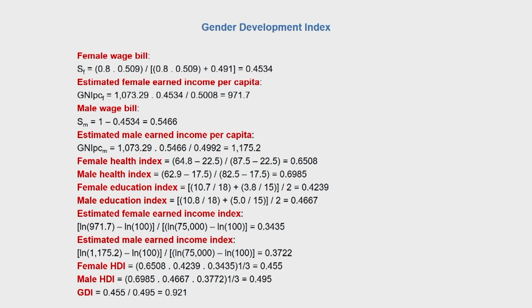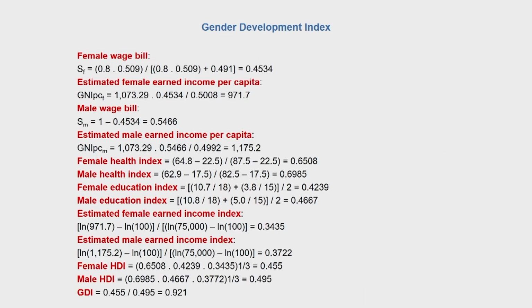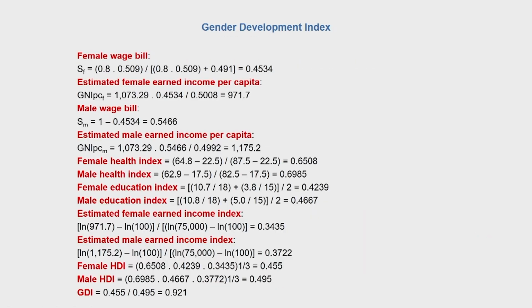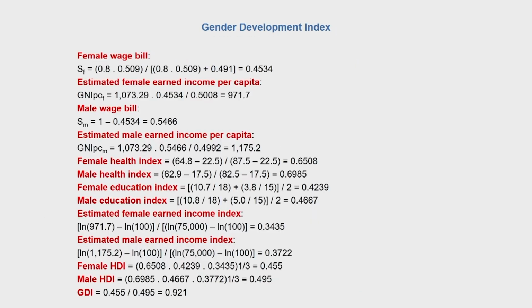And then the first step is to calculate the female wage bill. If you look here, the wage ratio is given by 0.8. So, SF is 0.8 into the female share of population, which if you see here is 0.509. So, 0.509 is the female share of economically active population, divided by 0.8 into 0.509 plus 0.491, which is the male share of population, and that gives us the female wage bill, which is 0.534.